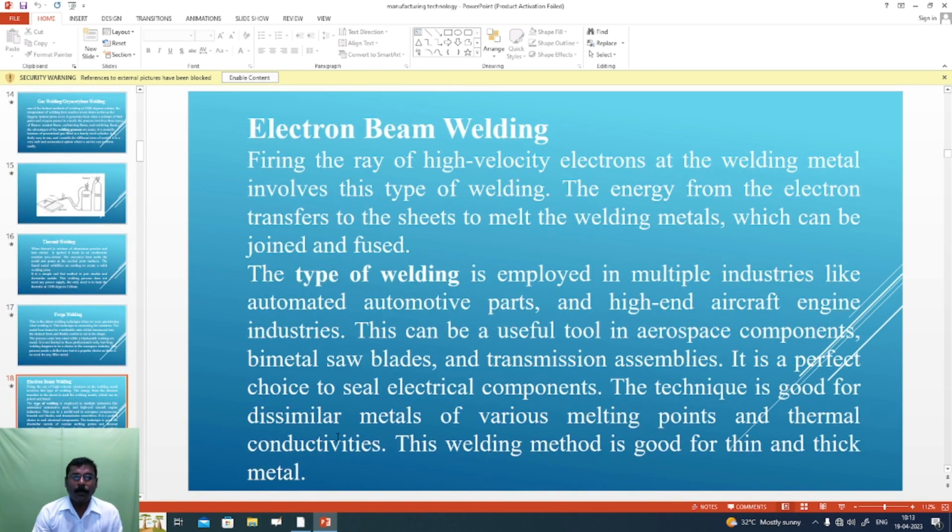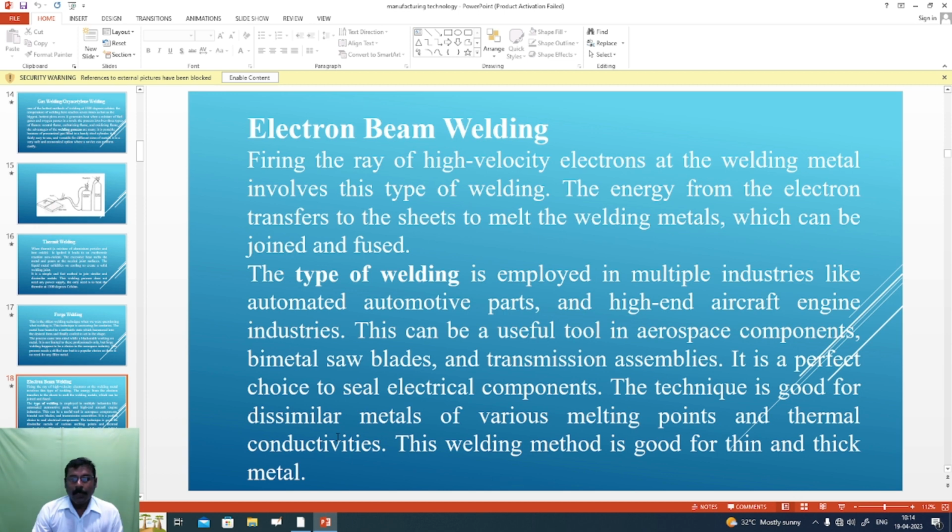Then next one, electron beam welding. This type of welding involves firing a ray of high velocity electrons at the welding metal. The energy from the electrons transfers to the sheets to melt the metals, which can be joined and fused. This type of welding is employed in multiple industries like automotive parts and high-end aircraft engine industries. This can be a useful tool in aerospace components.